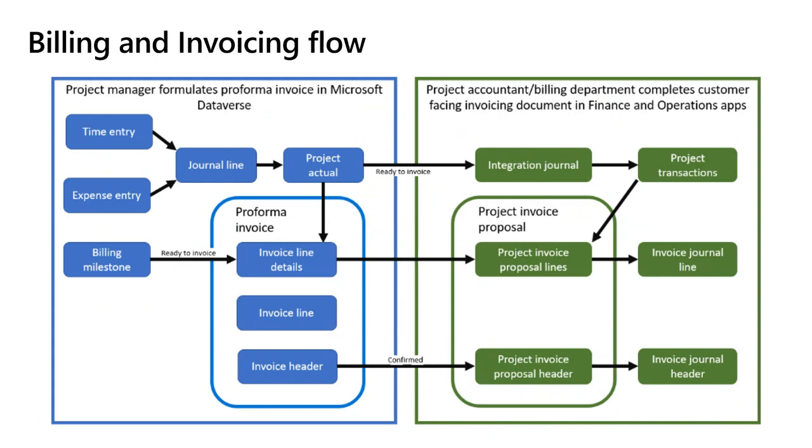This is a very high-level representation of how Project Operations enables the billing and invoicing flow diagram. In a nutshell, everything that is ready to be invoiced is transferred from Dataverse to F&O through the integration journal and the proforma invoices. When posted on the finance side, cost and revenue are reflected in the project ledger, general ledger, and the respective customer ledger.